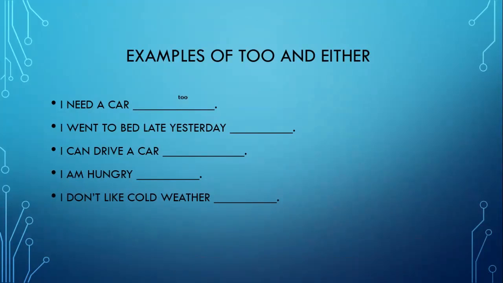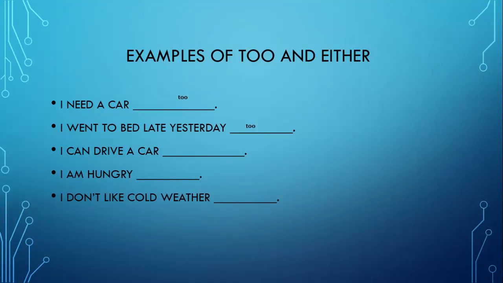I went to bed late yesterday too. Perfect. I went to bed late yesterday too, because the sentence is a positive statement. There is no isn't, doesn't, wasn't, weren't, nothing like that is used. Okay. Number 3. Yes, Nabiha, tell me number 3, please.